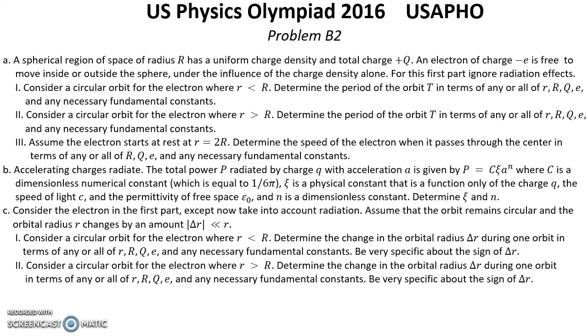Question 2. Consider a circular orbit for the electron where small r is greater than big R. Determine the change in the orbital radius delta r during one orbit in terms of any or all of small r, big R, Q, e, and any necessary fundamental constants. Be very specific about the sign of delta r.